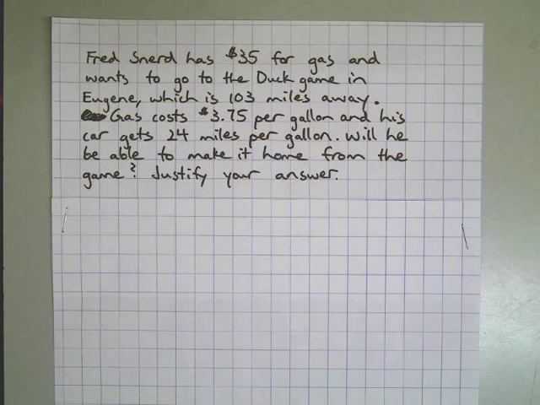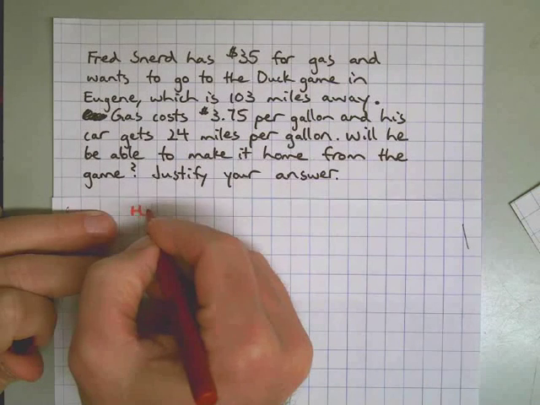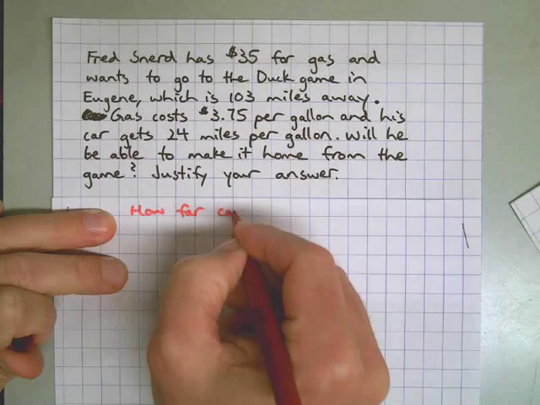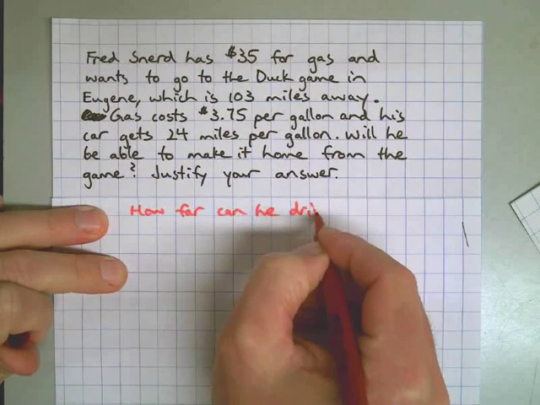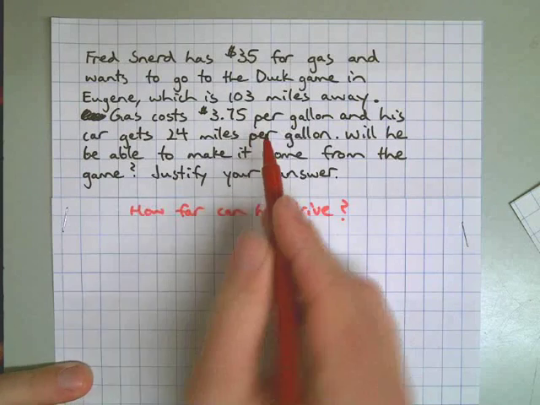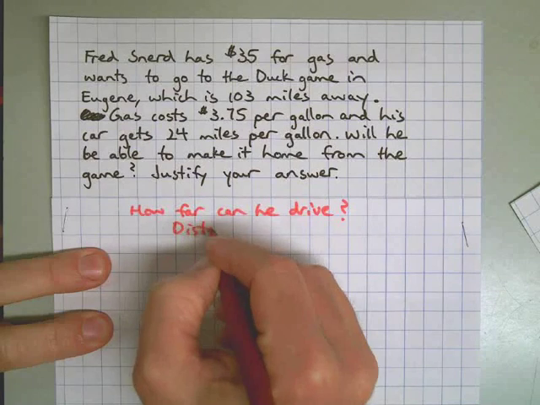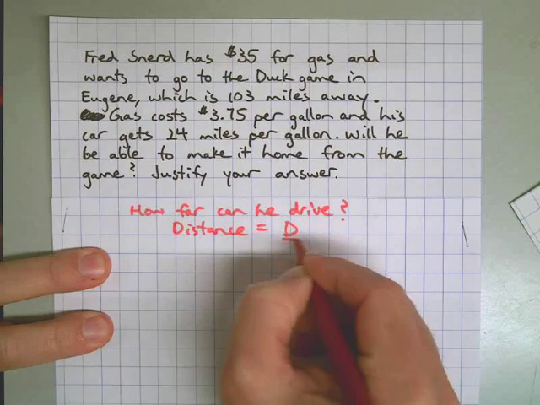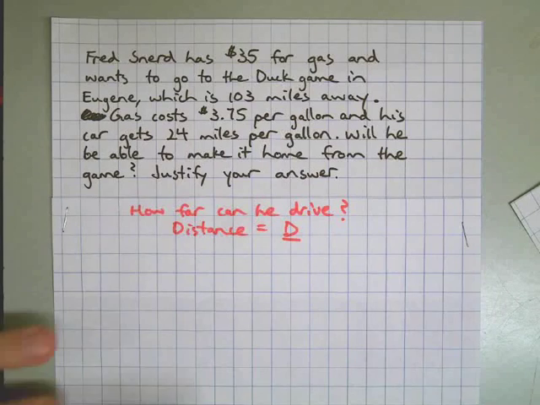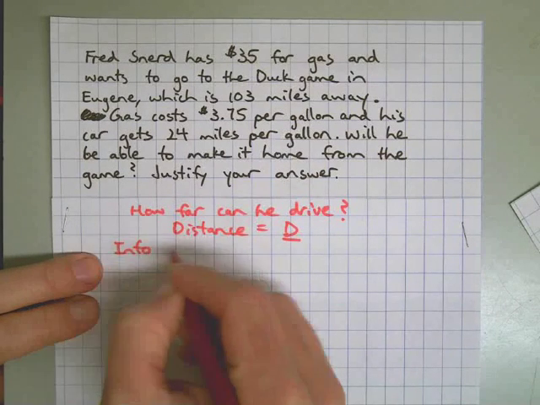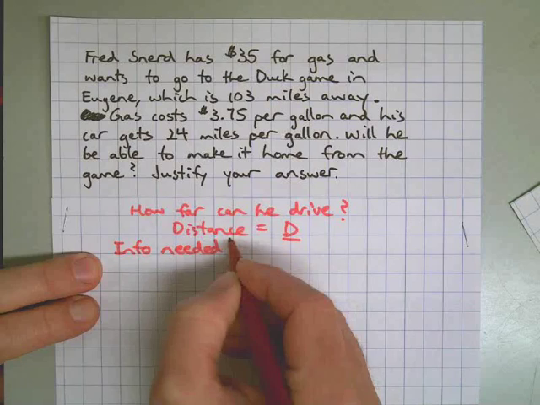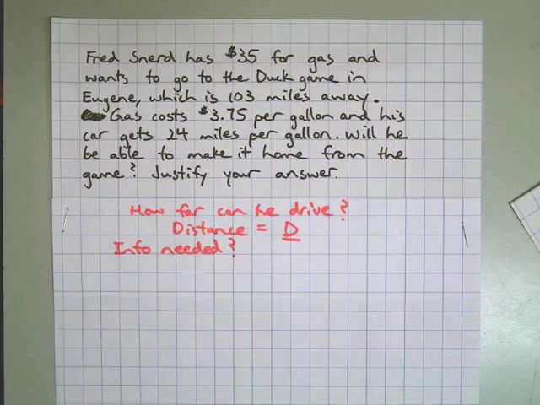Here we go. So the question here, the hidden question that's not shown, really is how far can he drive? That's the real question here. It's not given up here, but that's really the information we need to find out. So let's call that distance, and I'm going to use the letter D as my variable. What information do we need to find the distance? In other words, do we have everything we need already and we just need to push a few buttons on the calculator? Let's find out.